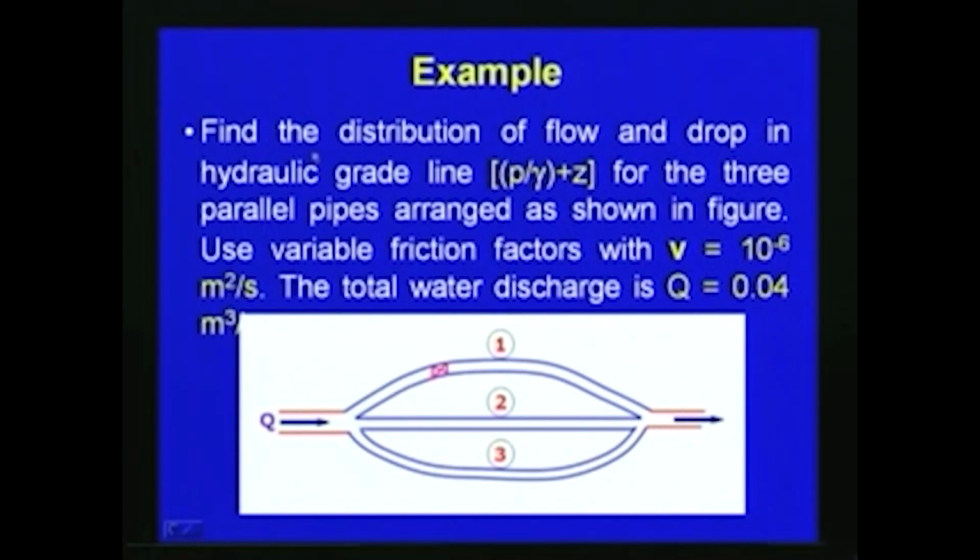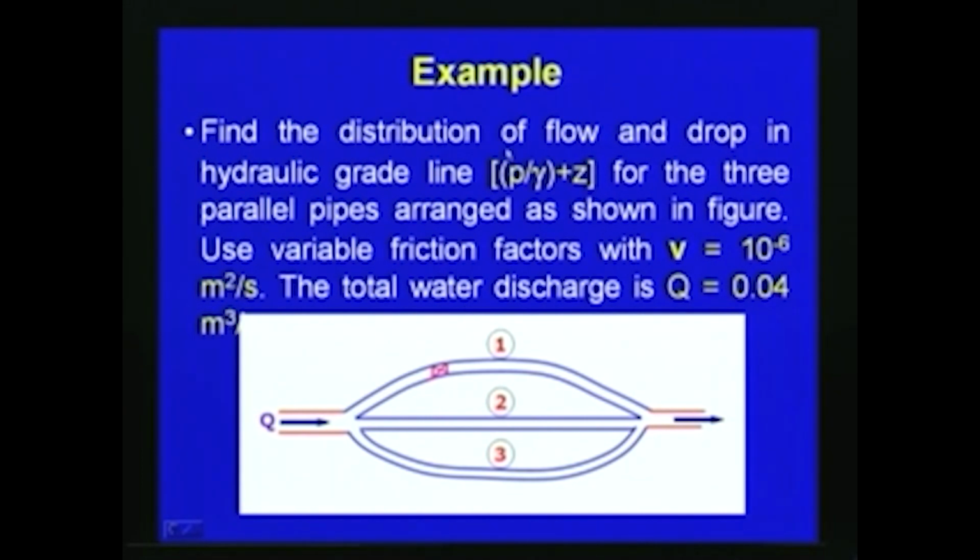So, here as a demonstration, a problem is solved. The problem is that there are 3 pipes in parallel and the total discharge is known. Find the distribution of flow and drop in hydraulic grade line, P by gamma plus Z, for the 3 parallel pipes arranged as shown in the figure. Use variable friction factors, and the kinematic viscosity nu is given as 10 to the power minus 6 meters squared per second, and the total water discharge, total Q, is known as 0.04 meters cube per second.